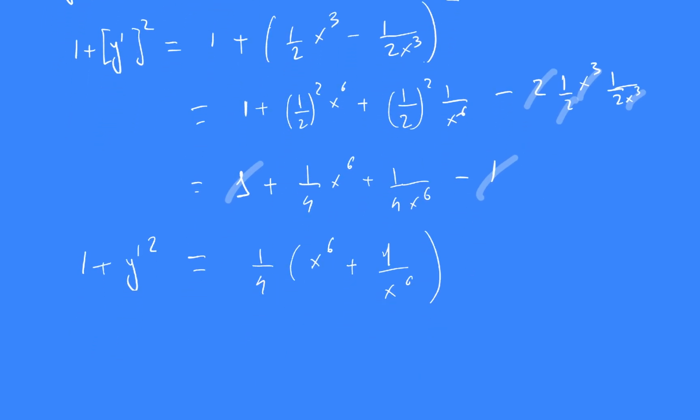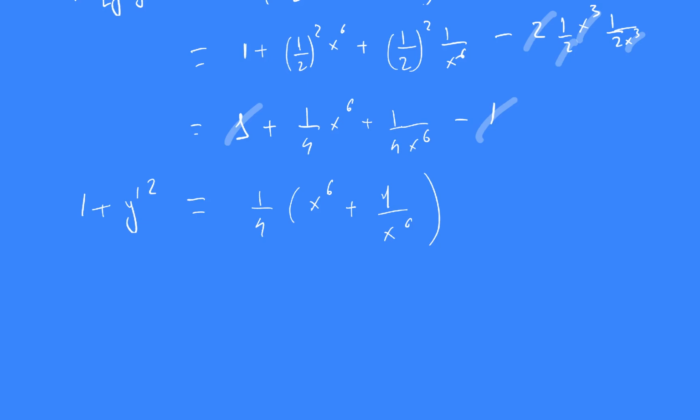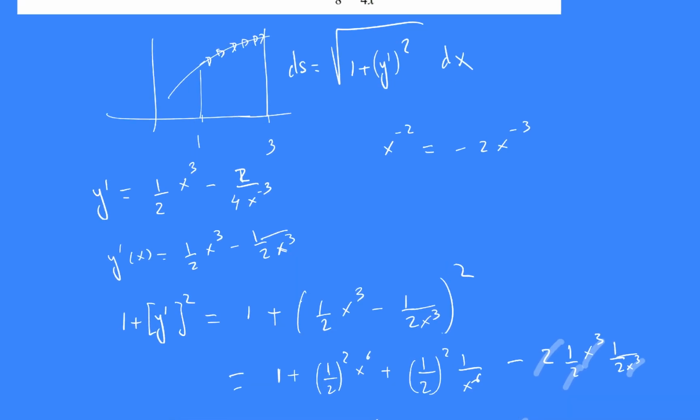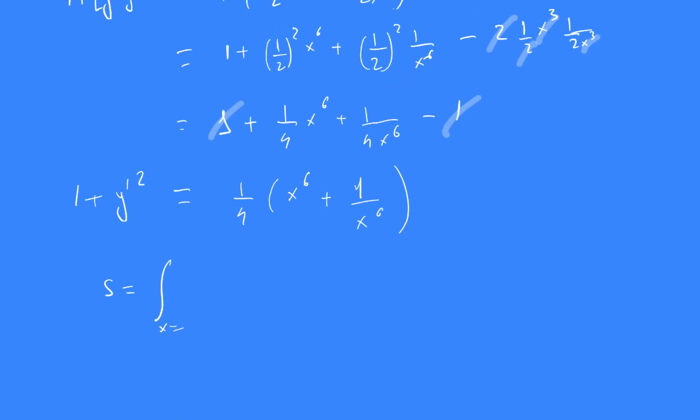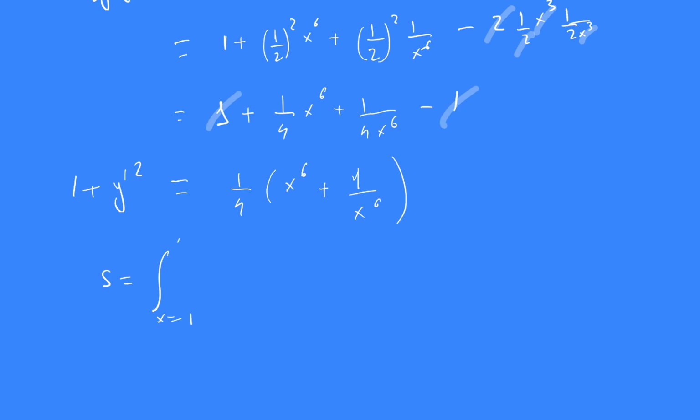And the integral that we have to solve, the s, will be the integral from x equals 1 to x equals 3 of the square root of 1 plus y prime squared, so it will be 1/2 times the square root of x to the 6 plus 1 divided by x to the 6, dx.